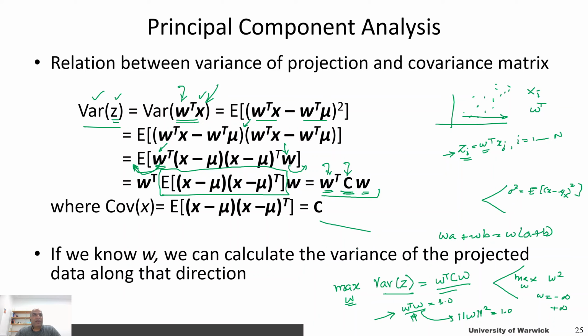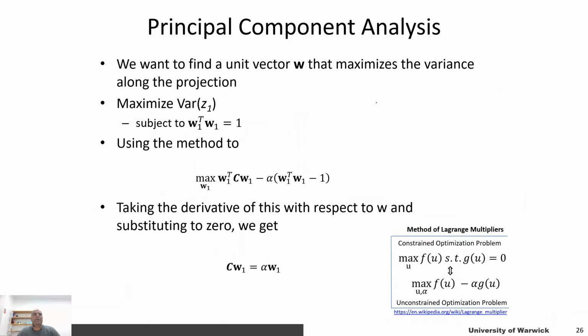What we have worked out right now is a formula that gives us the relation between the variance of projected data along a particular projection vector W. And now we can formally define what a principal component is. It's just like almost every other machine learning model: there's an optimization problem hiding under it. We want to find a unit vector W that maximizes the variance along the projection. So we want to maximize the variance along Z1, such that W1 transpose W1, or the norm of W1 squared, is equal to 1.